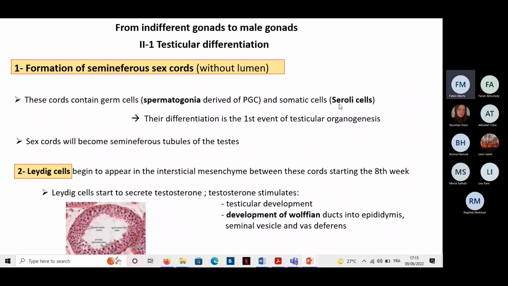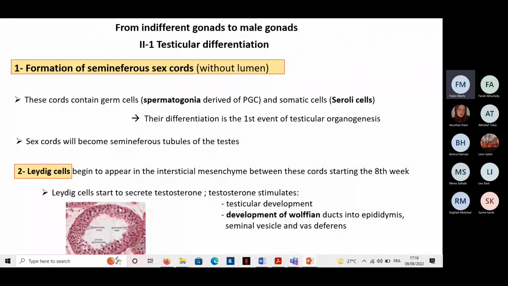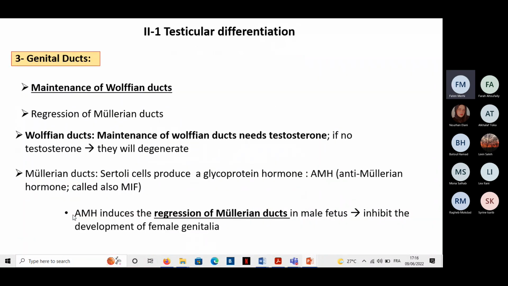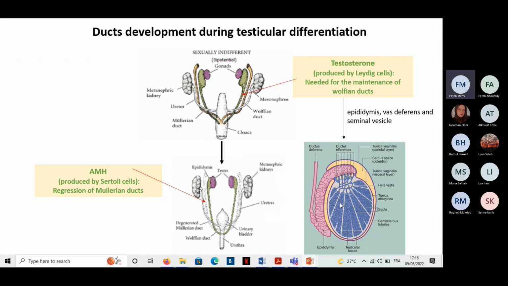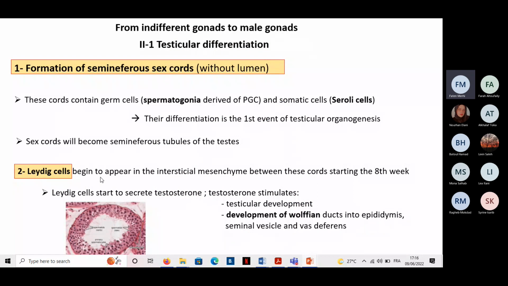Now, the second step is the appearance of the Leydig cells. The Leydig cells will differentiate. I don't know if you remember the structure of the testis. We have the seminiferous tubules, and between the seminiferous tubules we will find the Leydig cells. Like here, between those seminiferous tubules, we will find the Leydig cells. The Leydig cells will appear in the interstitial mesenchyme between the cords.